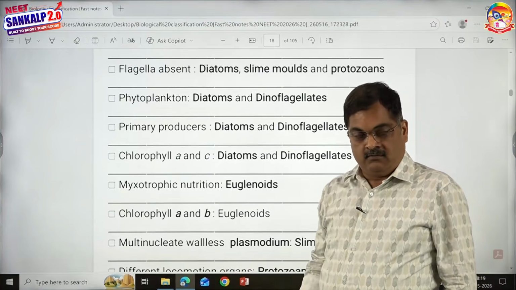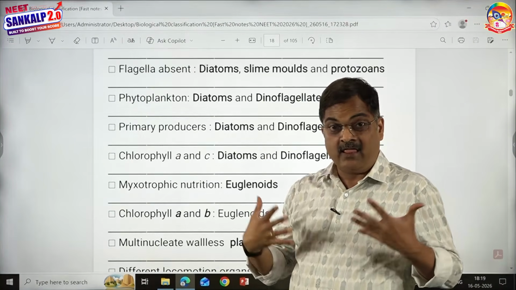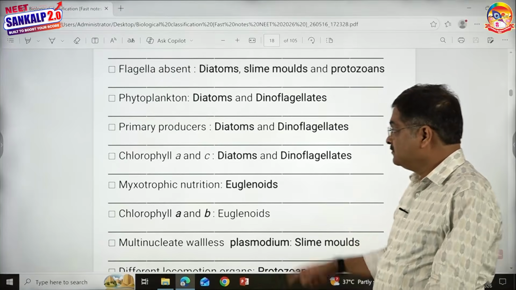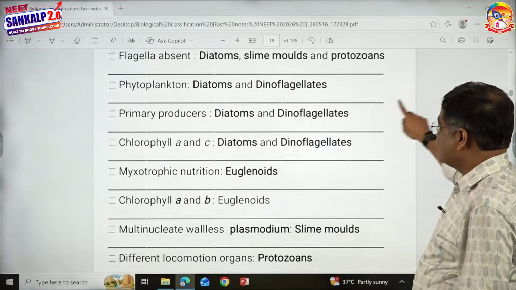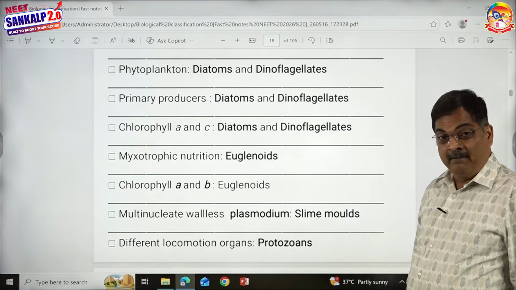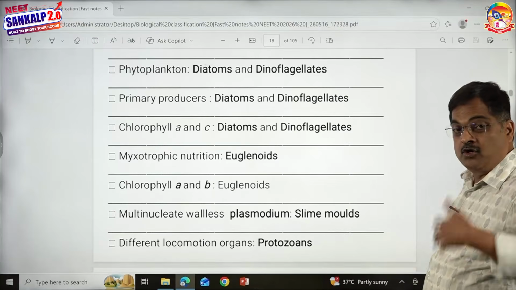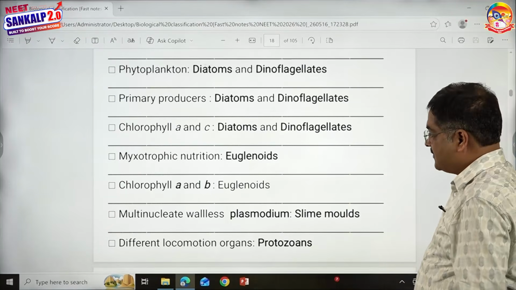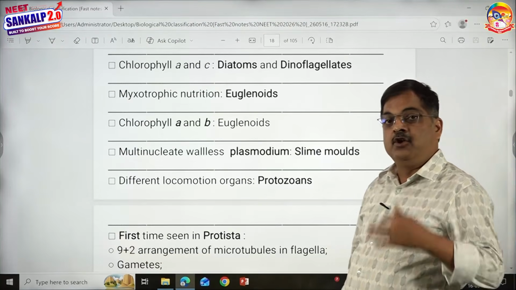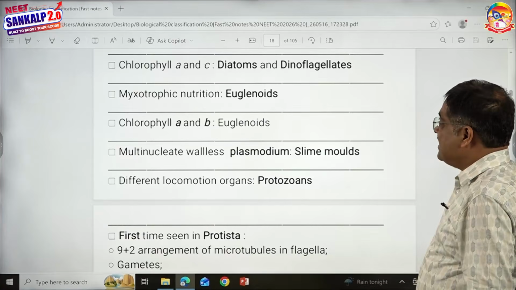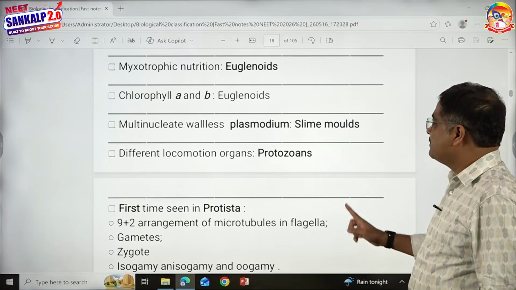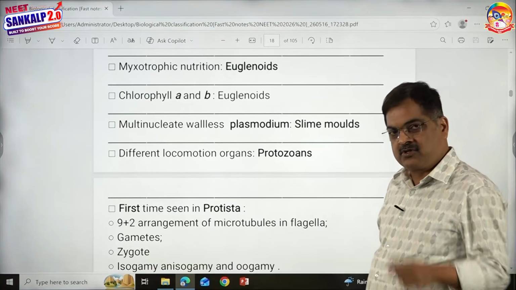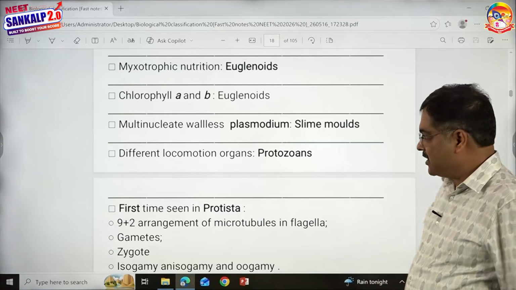Phytoplanktons, diatoms and dinoflagellates, they are the major producers of the ocean. Chlorophyll a and c: diatoms and dinoflagellates. Mixotrophic nutrition, autotrophic and heterotrophic: euglenoids. Chlorophyll a and b: euglenoids. Multinucleate wall-less plasmodium is seen in slime molds. We'll be discussing this after 3 minutes.